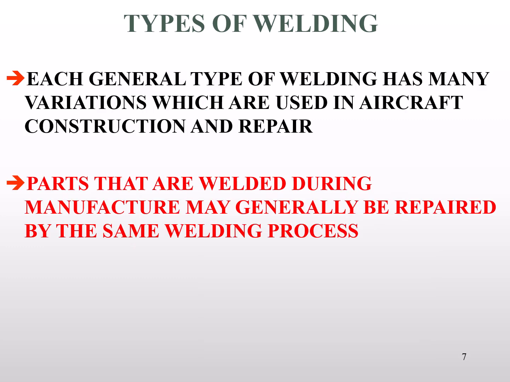Each of these types of welds have a place in aircraft manufacturing, and the general rule is parts that were welded during manufacture may generally be repaired using the same process. So it would be important for us to understand what process was used in order to create the repair using the same materials and methods.